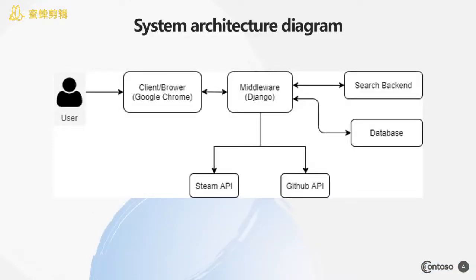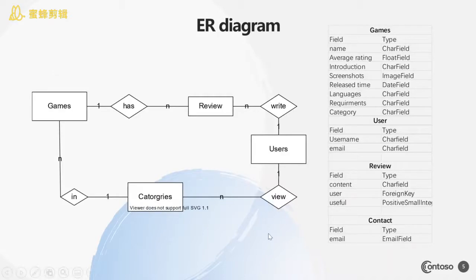Here is the system architecture diagram. We have changed the Twitter API into the GitHub API, and also we have removed the Google API. We use Ajax instead to run the search function. For the ER diagram, we have removed some parts like we have mentioned, but mostly we have finished our initial sorts.